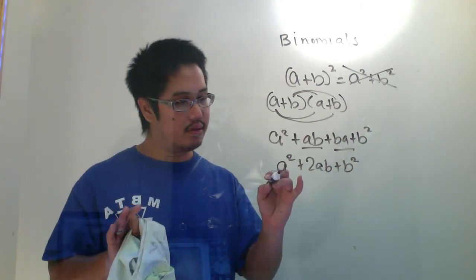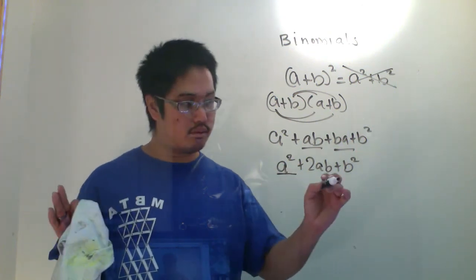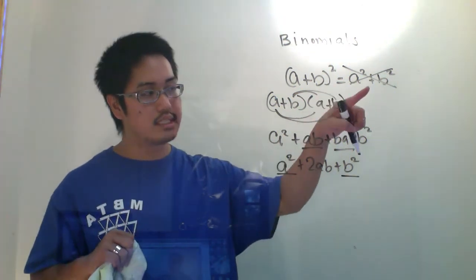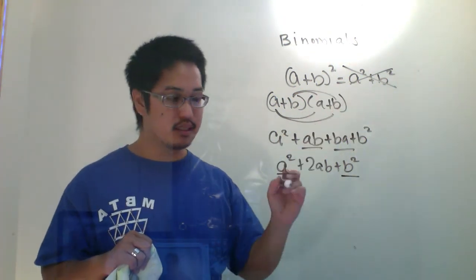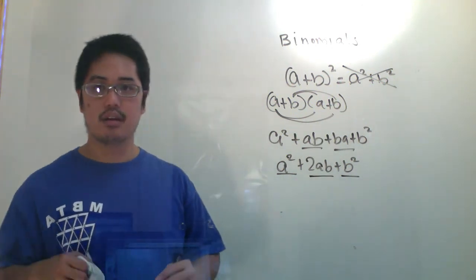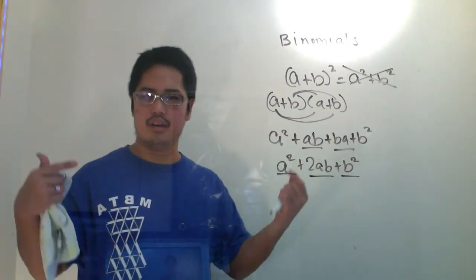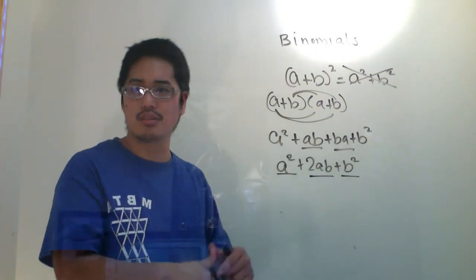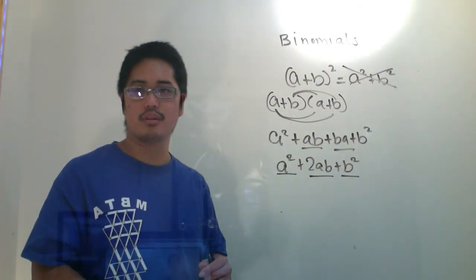Because look, Elijah, I agree with you with this A squared. I agree with you with that B squared, but what you're missing inside of your answer is this 2AB. That's called a cross term, or a middle term. It's the one that goes in the middle. You don't have a middle term.